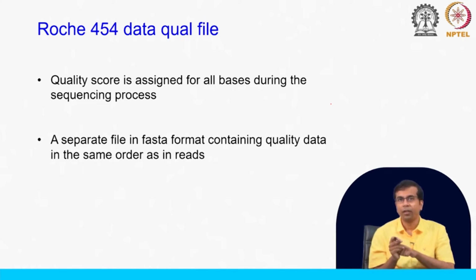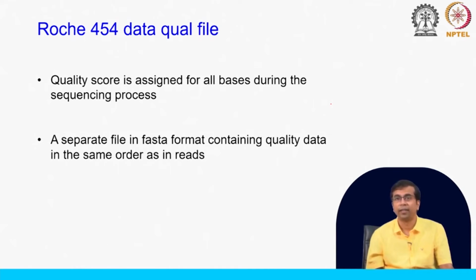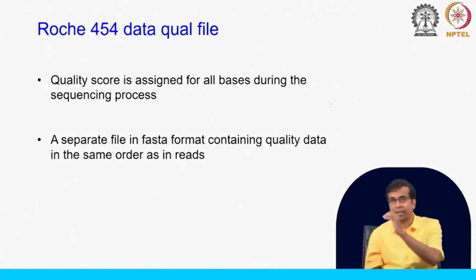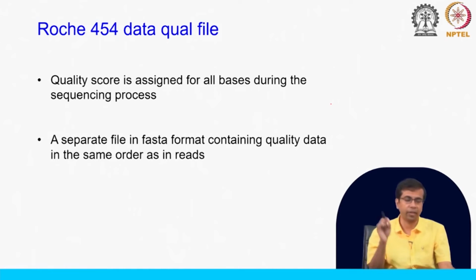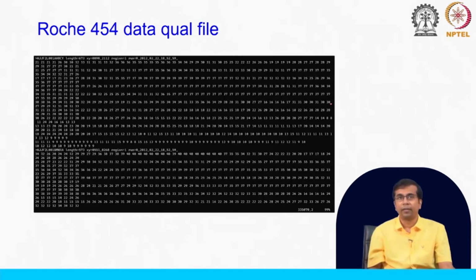So, this quality score is stored in a separate file, as I mentioned, the .qual file. This stores the quality scores in FASTA format and in the same order as in the sequence data. So, if you have read XYZ in the sequence file, the order in the qual file would be the same XYZ. So, if you are using a program, you can map these very easily back and forth. You can read the sequence and you can get the quality score.